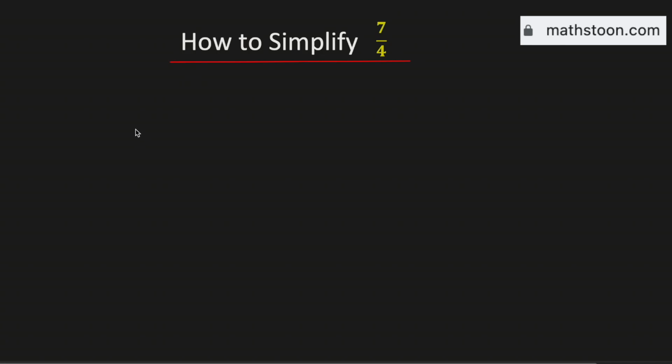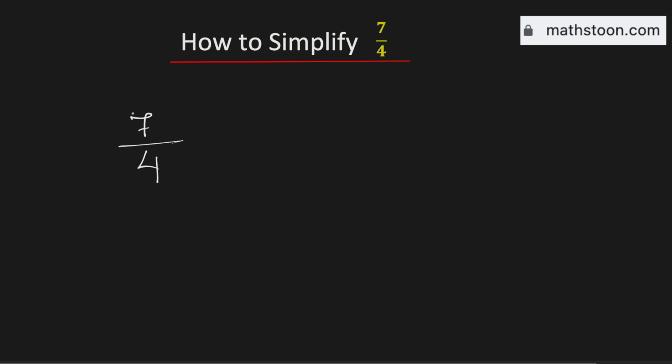In this video, we will be simplifying the fraction 7 over 4 and write it as a mixed number. To simplify it, we need to divide both the numerator and the denominator by their common divisors. Now we know that only 1 can divide both 4 and 7. As a result, this fraction is already in simplified form.